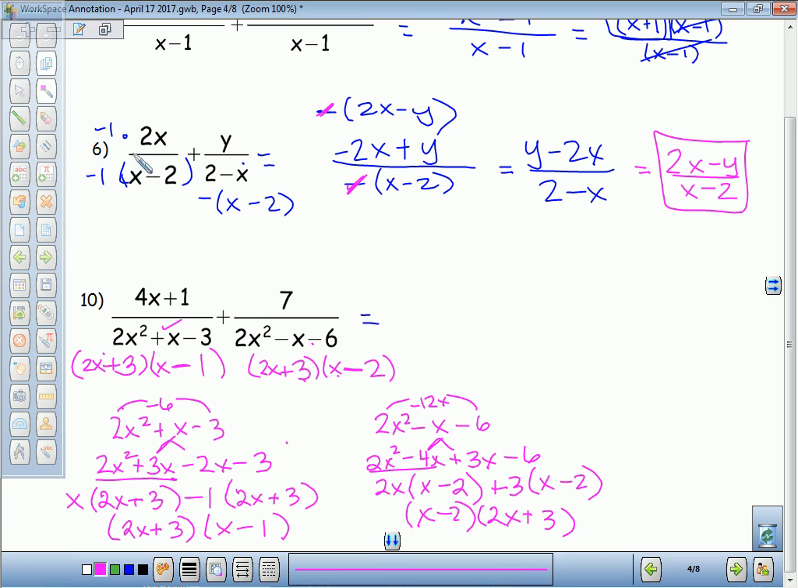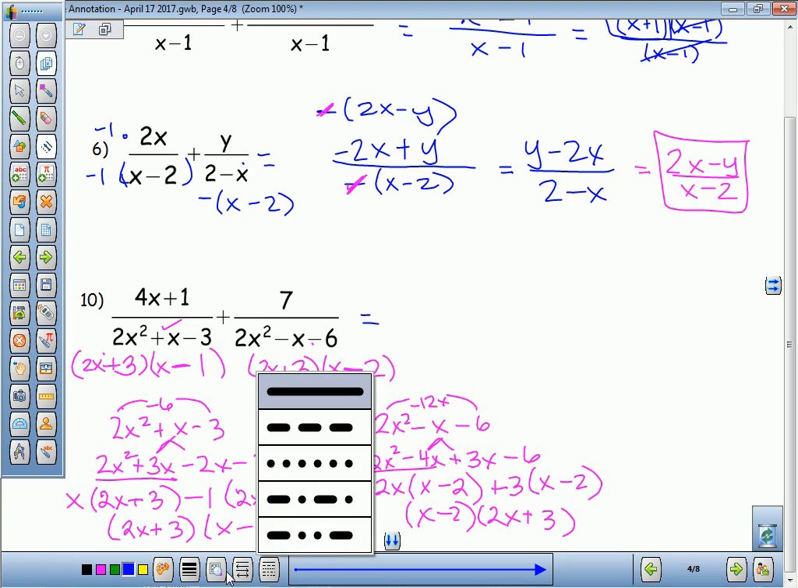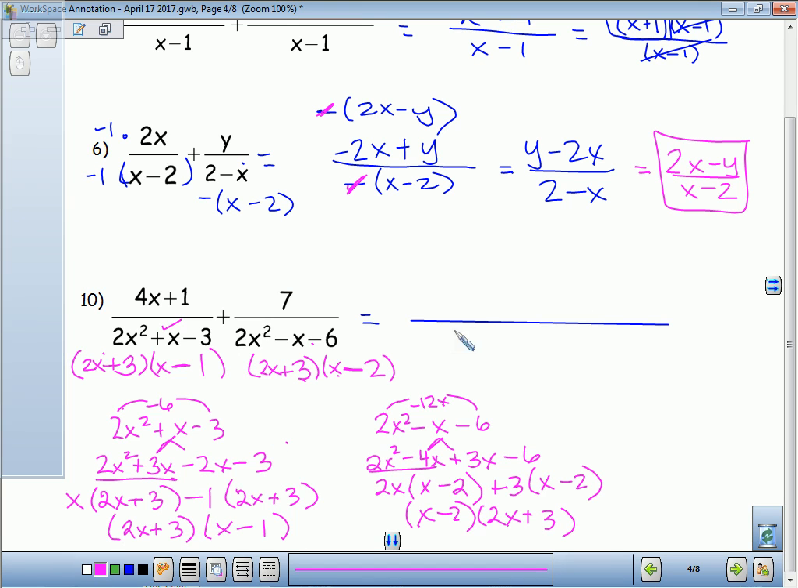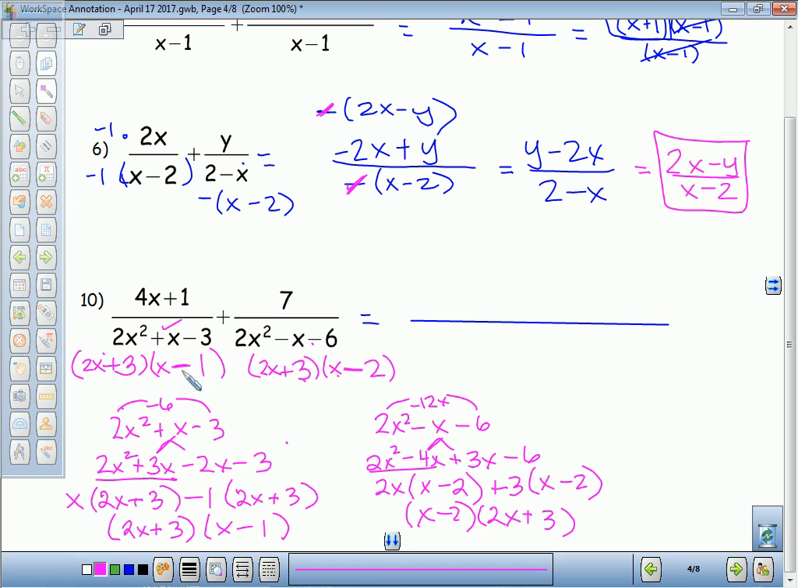Okay? Now, let's go back to the adding and subtracting part. Okay, a common denominator has to have all 3.